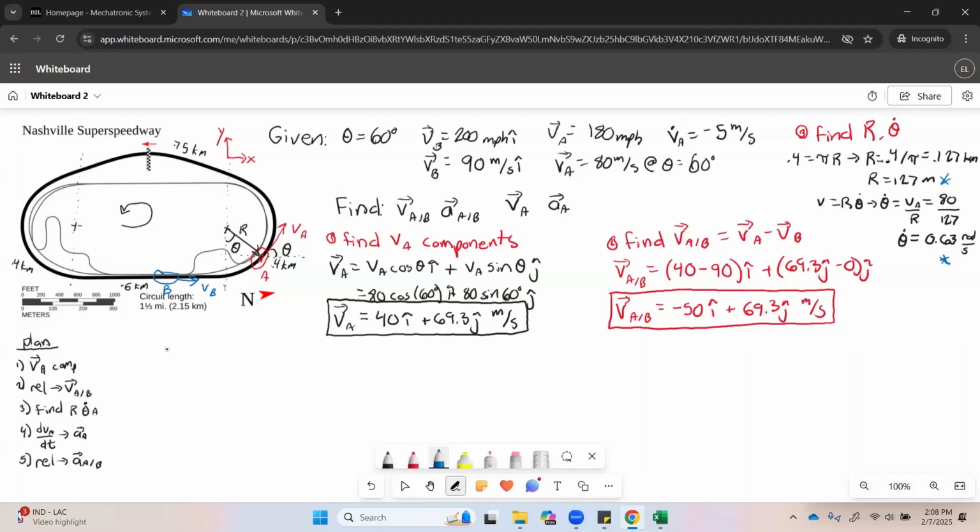So now we're going to find acceleration of A. So step 4 is find acceleration of A. And acceleration of A equals derivative of VA dt.